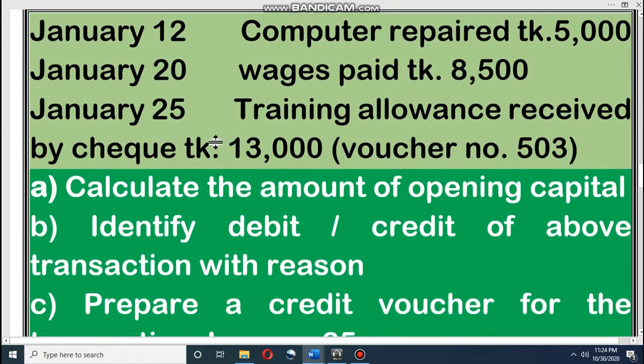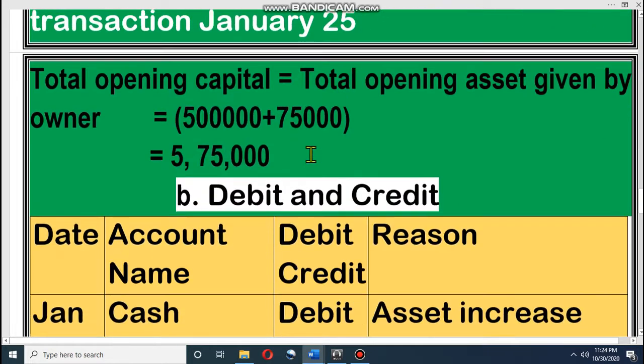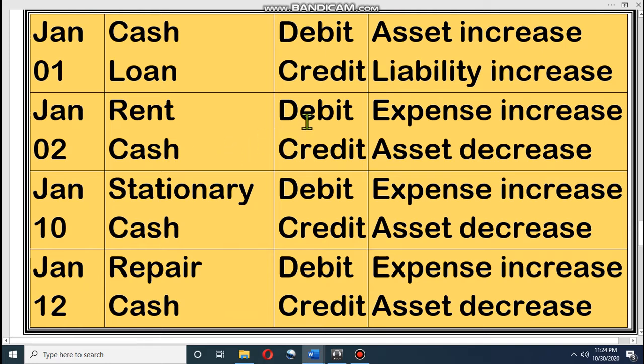Look at the second transaction, office rent 22,000. That means office rent is an expense account. Office rent account debit and cash account credit, because I have to pay the money, cash account credit. Why rent account debit? Rent is an expense account. If expense increases, then it is debit.